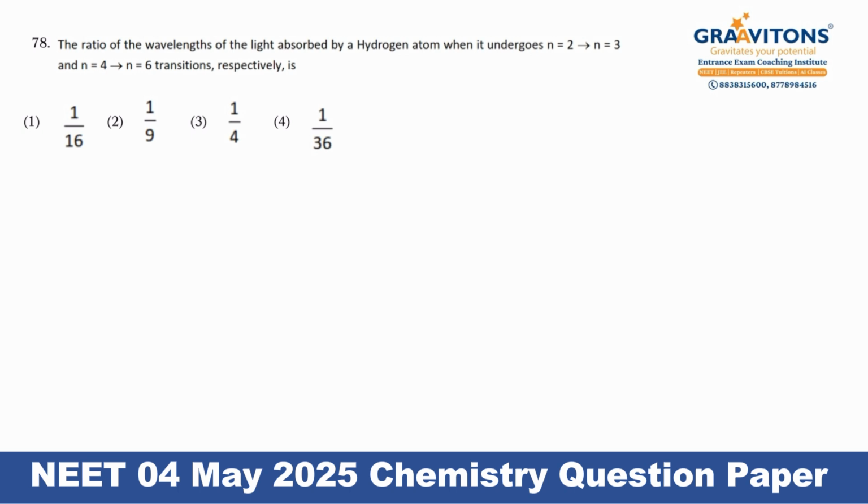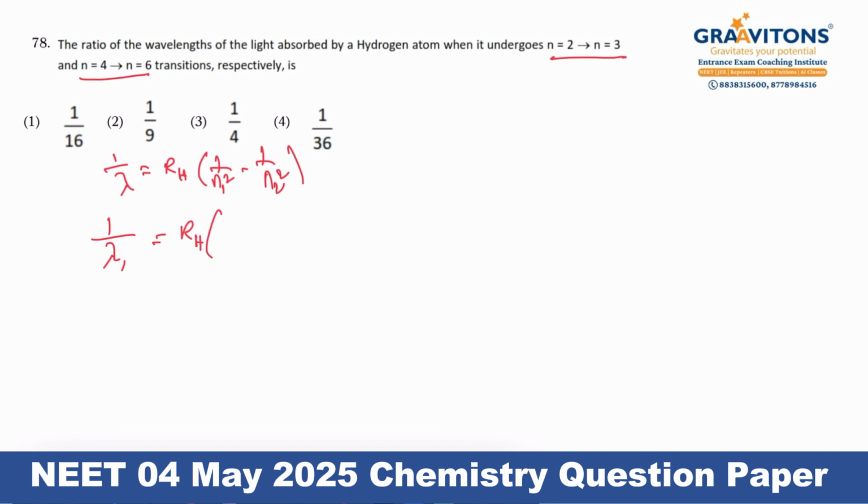The next question is also from atomic structure. That is the ratio of the wavelength of the light absorbed by the hydrogen atom when it undergoes two transitions, n equal to 2 to 3 and 4 to 6. So let us consider 1 by lambda is equal to RH into 1 by n1 square minus 1 by n2 square. If you substitute these transitions in the equation, let us take the first transition as lambda 1. When you substitute n1 as 2 square and n2 as 3 square, you will have RH into 1 by 4 minus 1 by 9. When you solve this, you will have 1 by lambda 1 is equal to RH into 5 by 36.